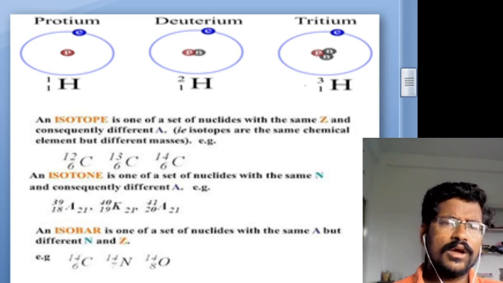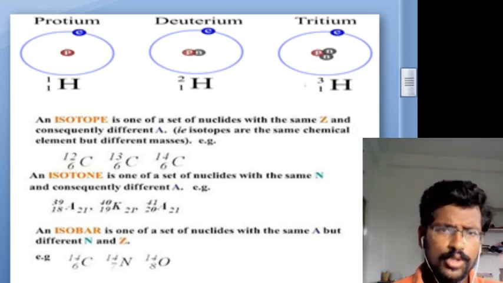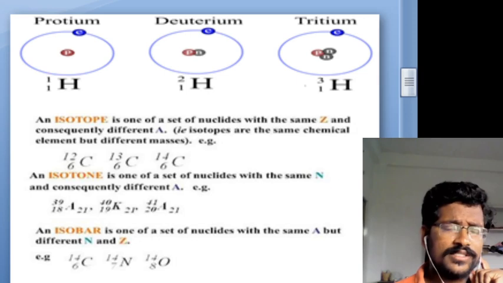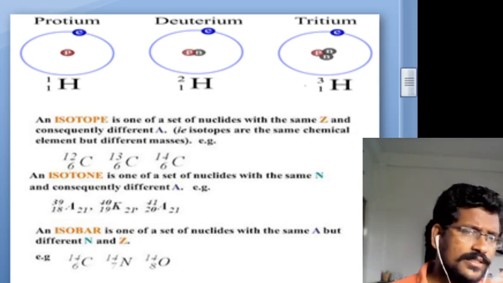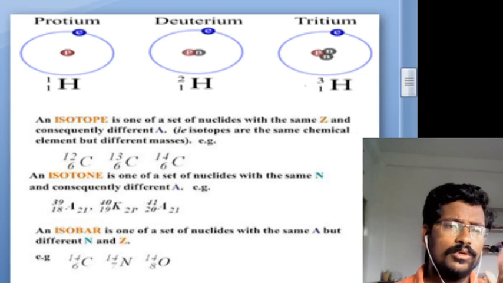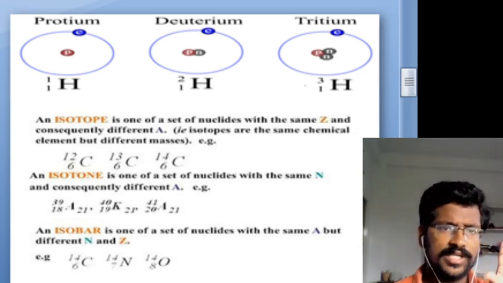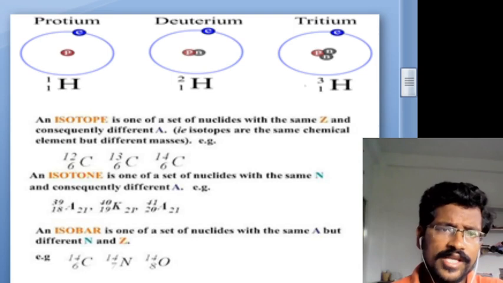Why am I calling this an isotope? Now we look at these elements. Here the carbon element always has atomic number 6, but the mass numbers differ. This type of element is called an isotope, depending on their mass number, like protium, deuterium, tritium.